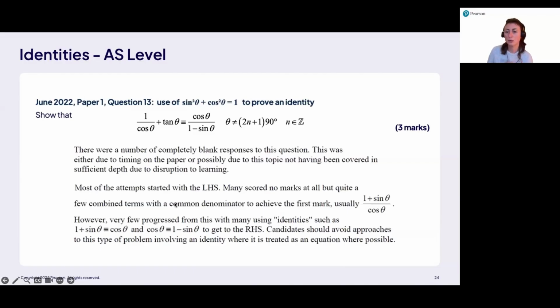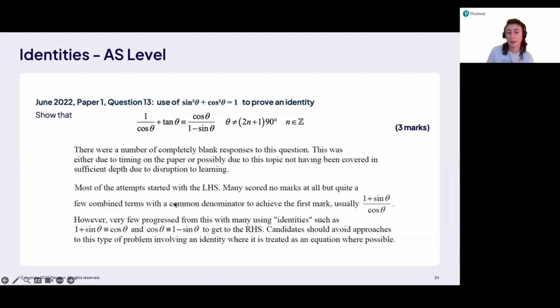And for all of these, we will have the examiner's report. So you can go and check what the key findings for each question were, or the key comments, I suppose. There are a number of completely blank responses to this question. Do note it's question 13, so it's late on.